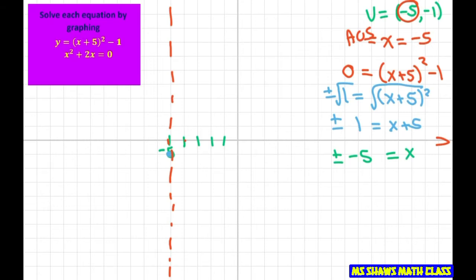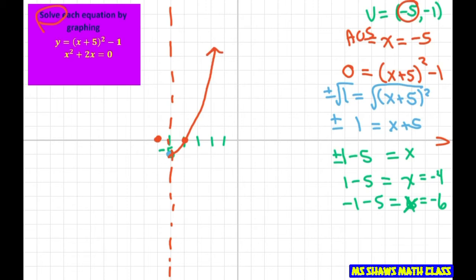Whoops. There's a 1 there. So that's going to be 1 minus 5 equals x, and -1 minus 5 equals x. So this is going to be -4 for x, and this is going to be -6. So it crosses the x-axis, and that's what it means by solve a quadratic. It crosses right here. All right, and then you just sketch the graph, and there it goes. Something like that.